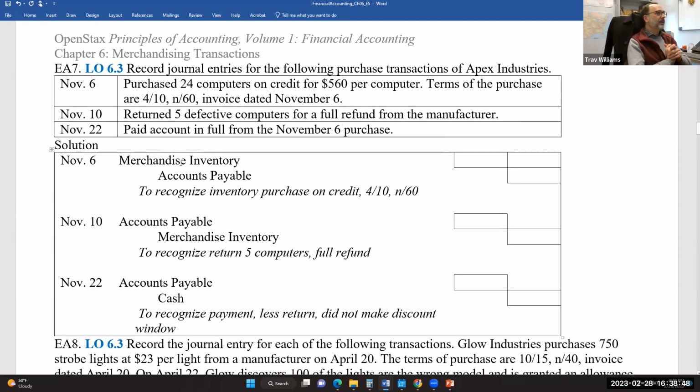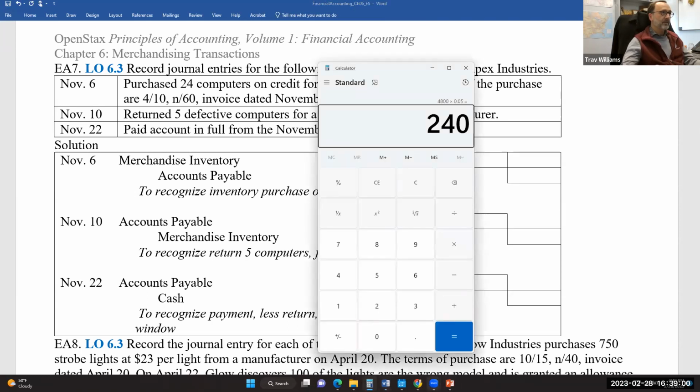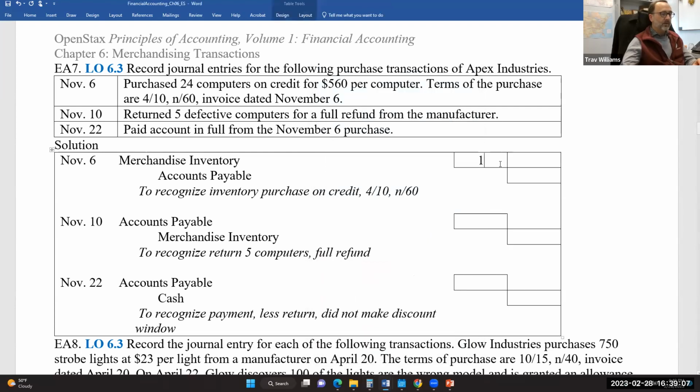Okay, so here we've got another situation. Again, we are using perpetual inventory method and we are the buyer. We buy 24 computers on credit for $560 each. 24 times 560 is $13,440. Debit to merchandise inventory. And because we haven't paid, it's a credit to accounts payable.